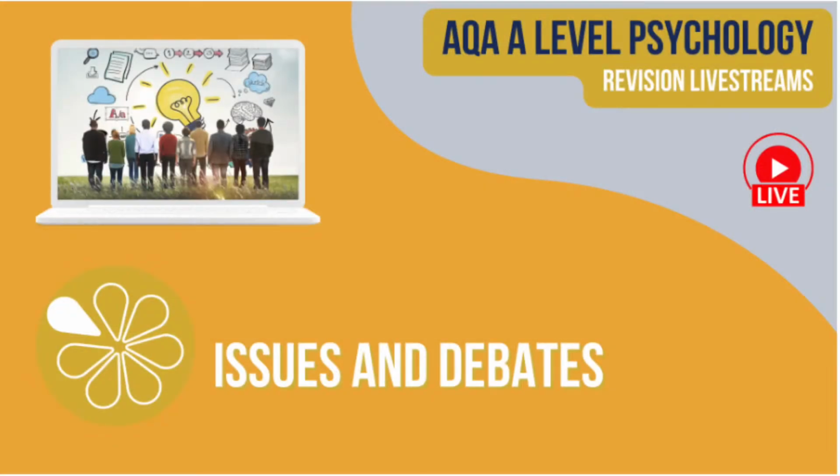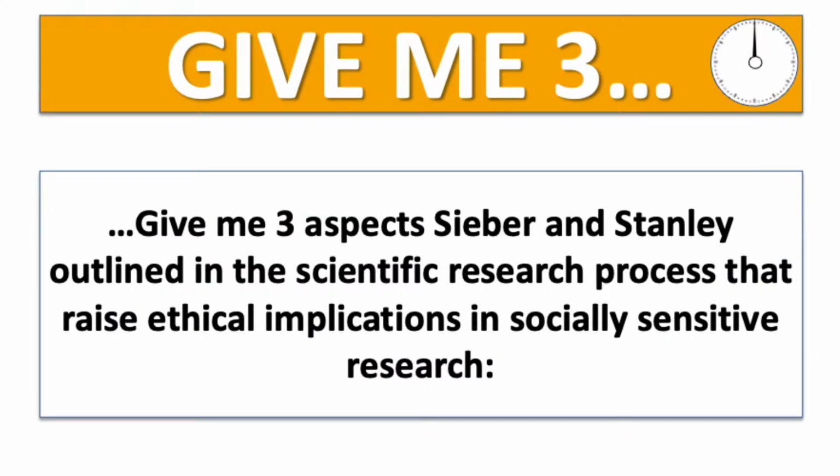So we're going to start with you, Anne. Okay, so any of you who were here last week in the session that we had to finish early because we had a technical hitch will recognise this activity, but we thought we'd include it again because students seem to struggle. So if you can give me 3 aspects Sieber and Stanley outlined in the scientific research process that raise ethical implications in socially sensitive research. So we want 3 things in the chat box, please.